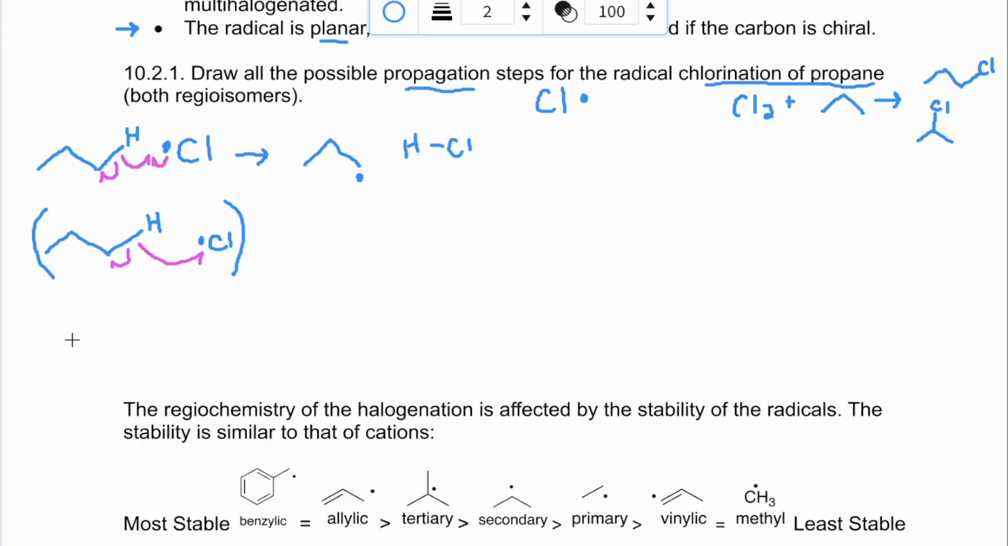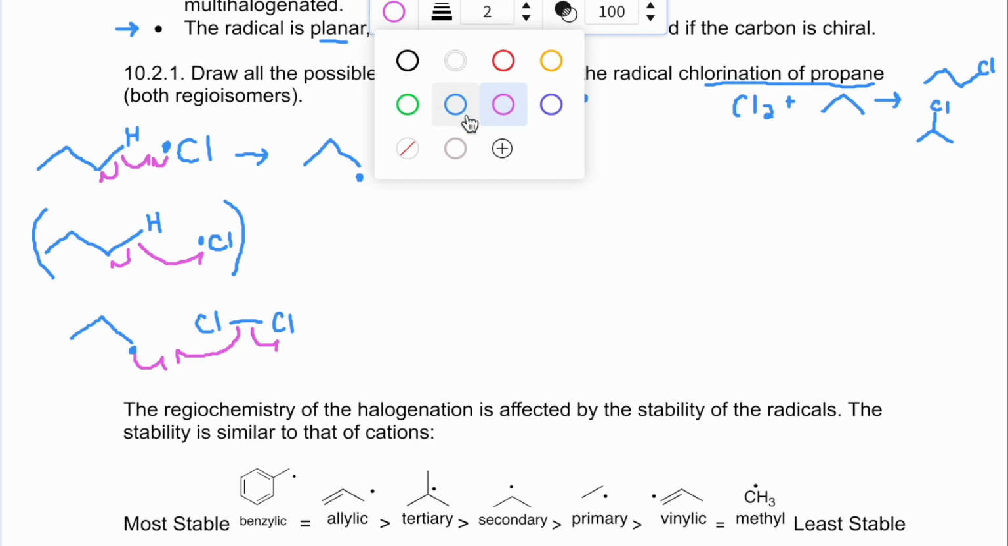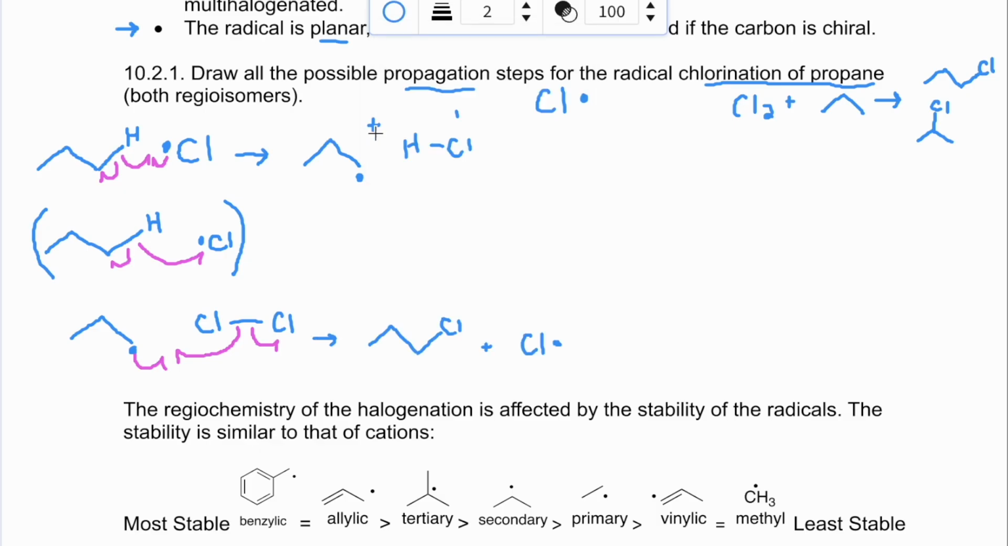The other propagation step that would have to happen is for this reactive carbon radical to approach a new molecule of chlorine and to break that sigma bond by taking one of those electrons. So this radical would pair with one of the electrons that is in the chlorine-chlorine bond. The other electron that's in the chlorine-chlorine bond would go onto the second atom of chlorine here. So this plus is not a positive charge, this just means that you get both of these products from that step as well.